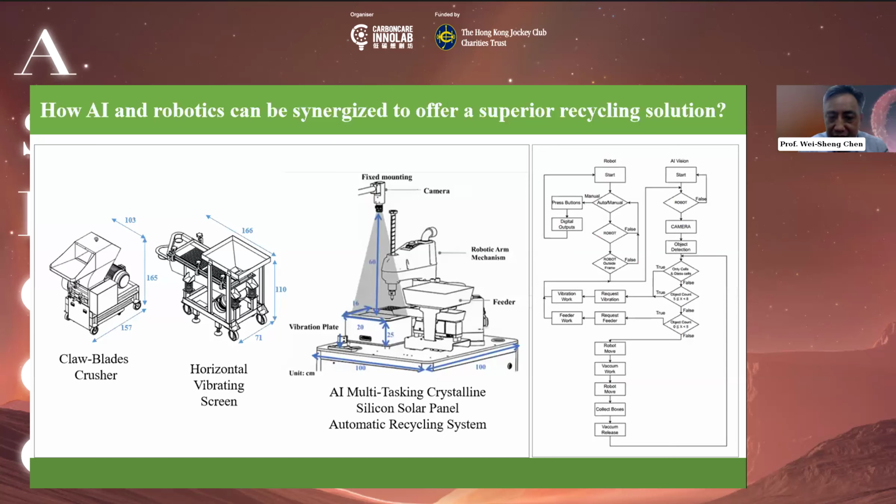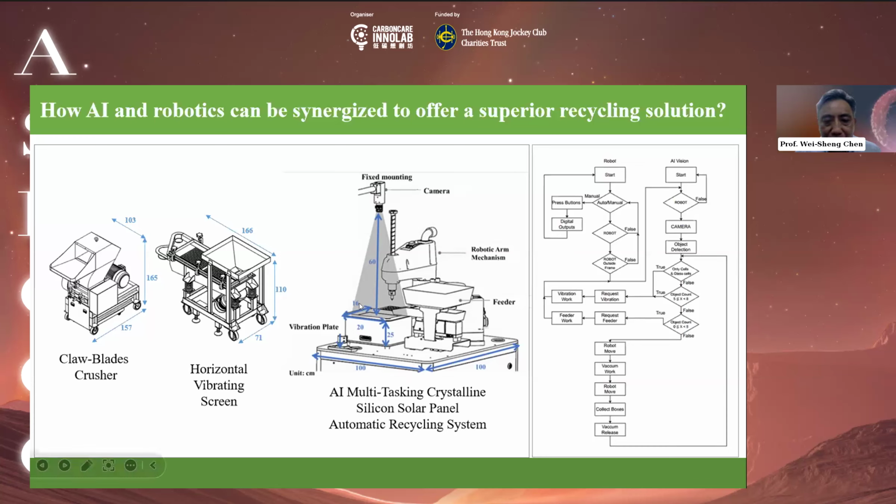And this is kind of our system: a crusher, a cloud blade crusher, and cut it into the PV panel pieces, and mostly 90% is free particle, and only 10%, less than 10% is locked particle.